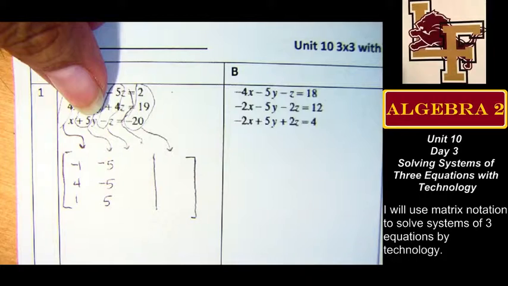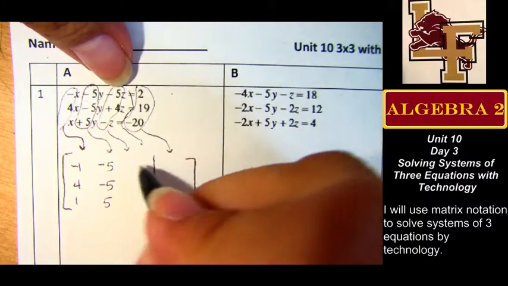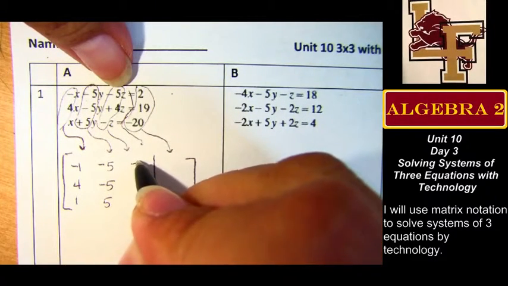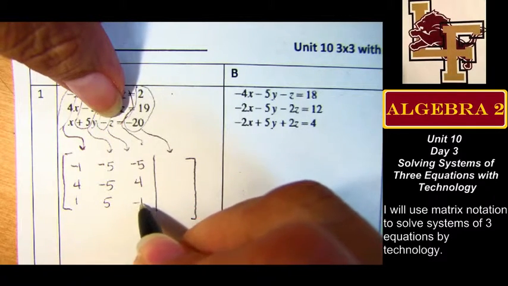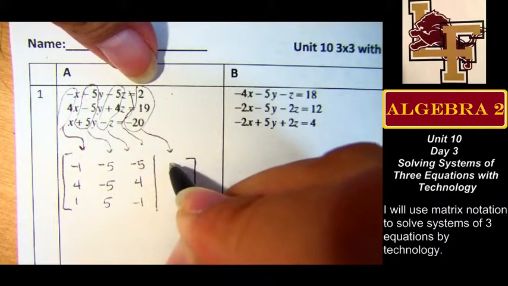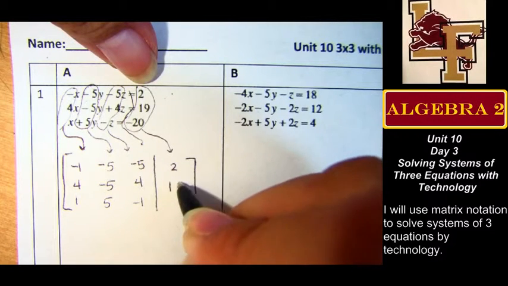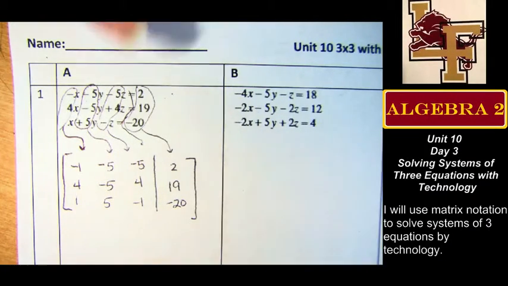Only put the negatives. The next column starts with? Good. Continues with? 4. And finishes with? Negative 1. Beautiful. And my answers column? 2. 19. 19. 20. Perfect. That's the hardest part about this thing. Oh yeah, negative 20. Thank you. I think you said 20 and I wrote negative 20.